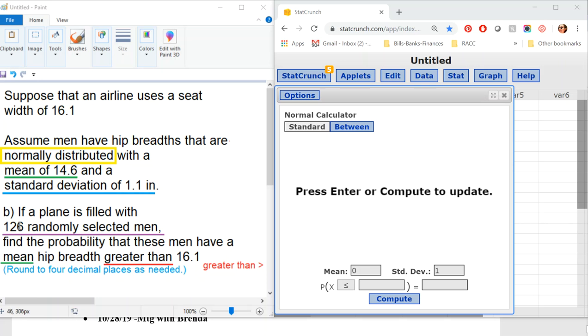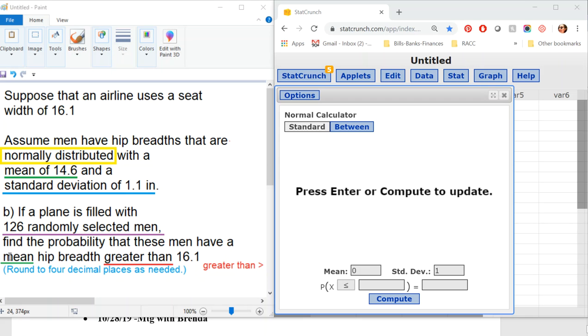The question is, if a plane is filled with 126 randomly selected men, find the probability that these men have a mean hip breadth greater than 16.1. We're going to round to 4 decimal places. So what's key about this question is to recognize that our sample size n is 126, and we're working with finding the probability of a mean, not a single score.